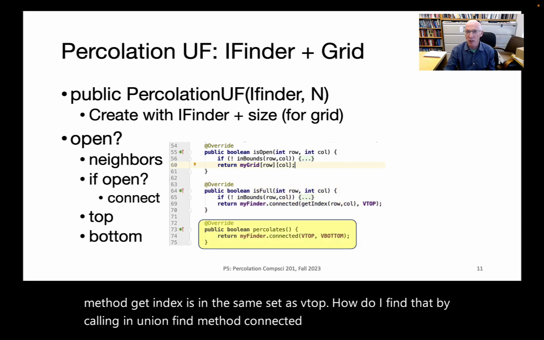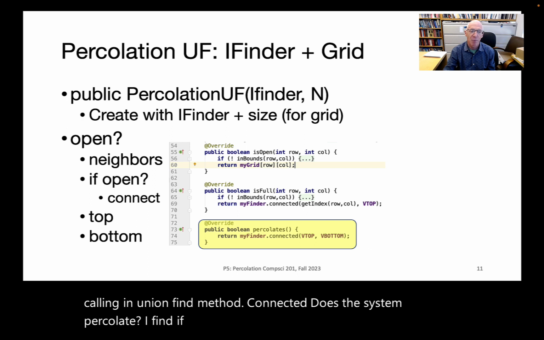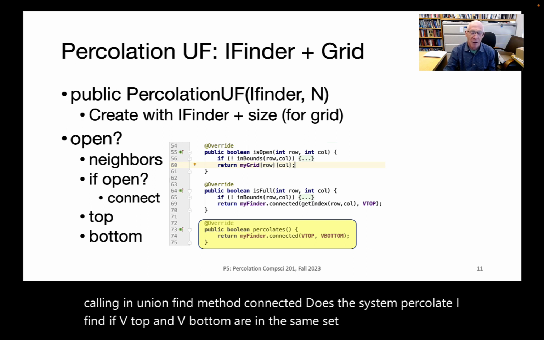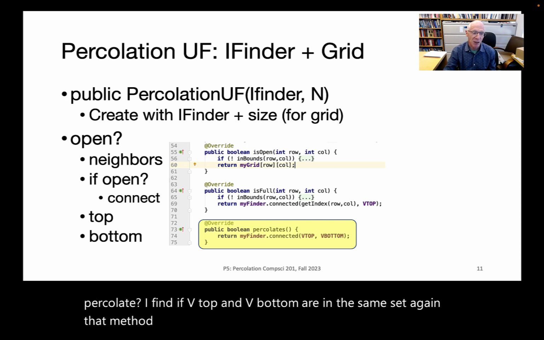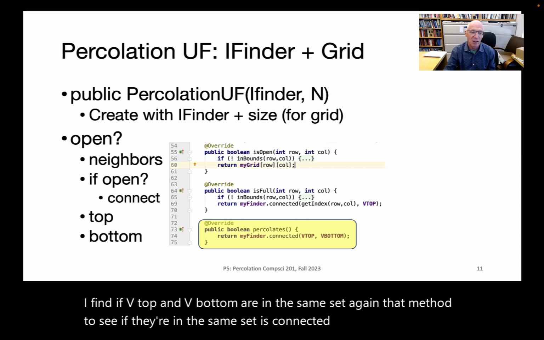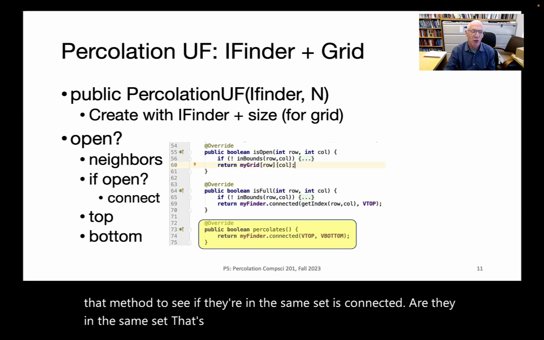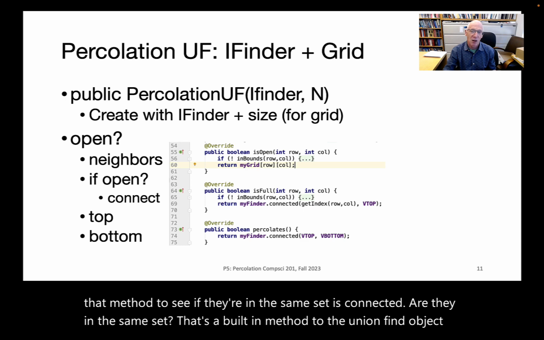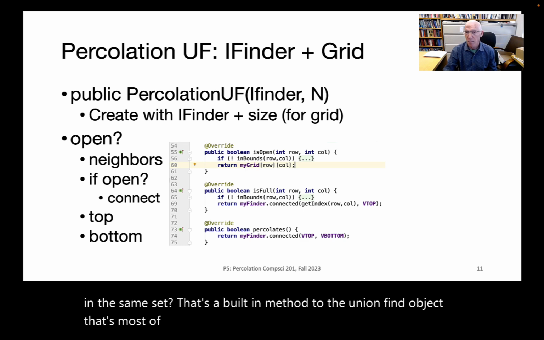Does a system percolate? I find if vtop and vbottom are in the same set. Again, that method to see if they're in the same set is connected. Are they in the same set? That's a built-in method to the UnionFind object. That's most of the methods that you implement.